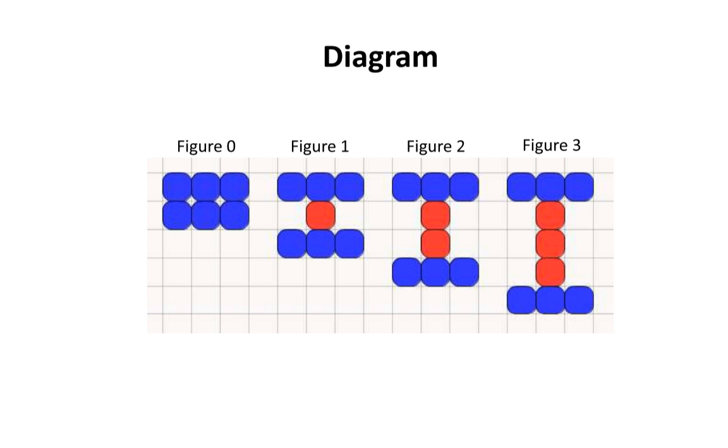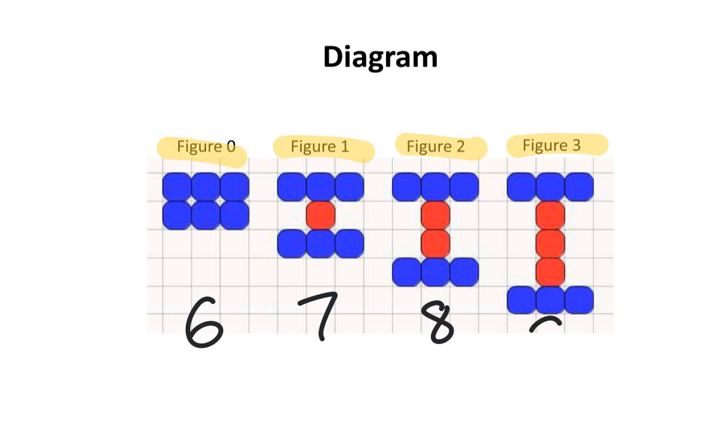Take a look at the diagram below. There are 4 figures which form a pattern. In figure 0, there are 6 blocks. In figure 1, there are 7 blocks. In figure 2, there are 8 blocks. And in figure 3, there are 9 blocks.